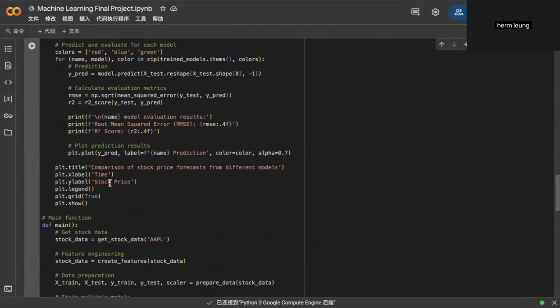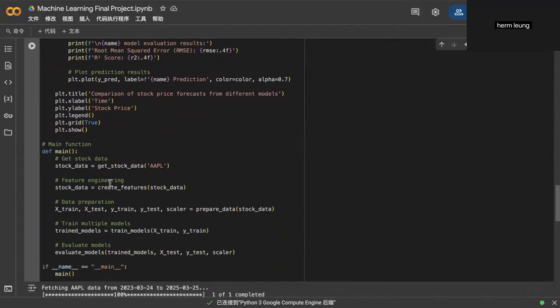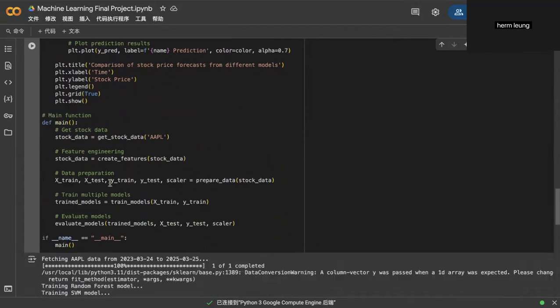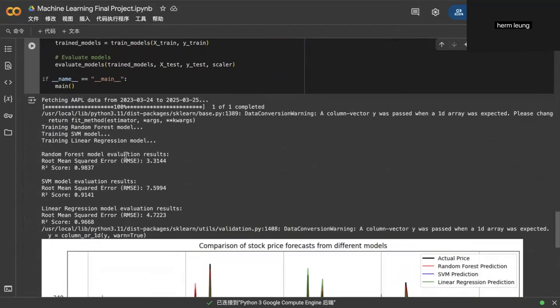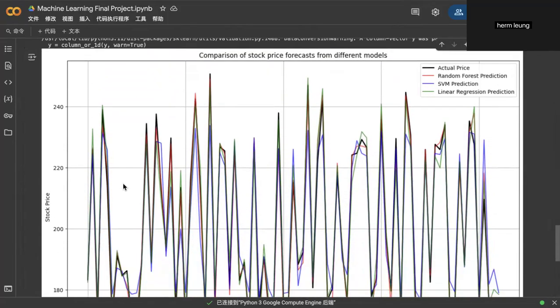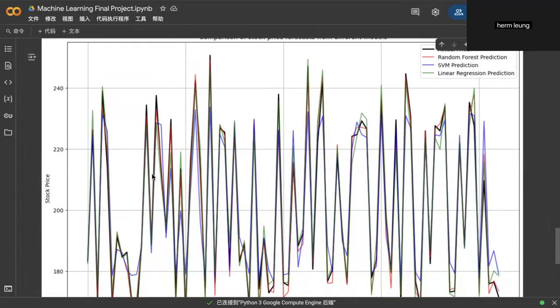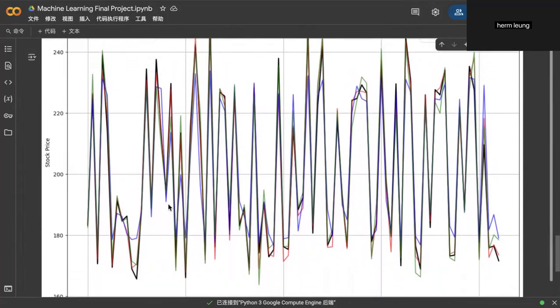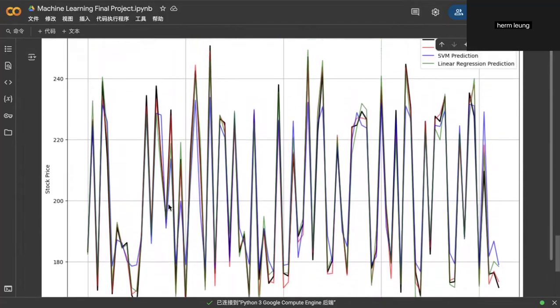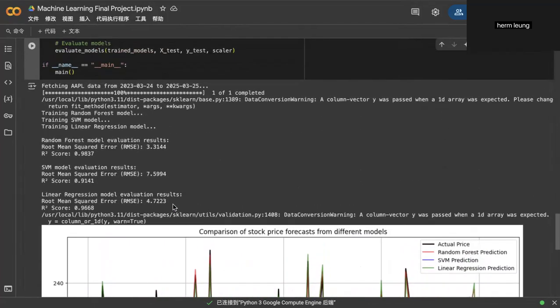And we can see the result of this prediction. This is a graph. At first, when we look at the graph, we will find that although the prices predicted by the 3 models overlap a lot with the actual prices, we can analyze the specific data. Here is the specific data.